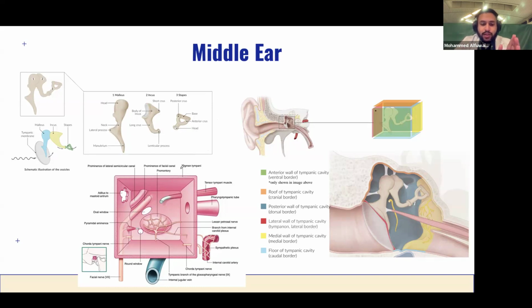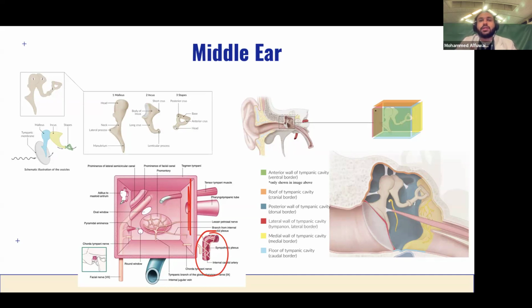Superiorly is the tegmen tympani, which separates it from the middle cranial fossa. Inferiorly, right below it, is the jugular vein. Then we have anterior and posterior. Anteriorly, which is this border, you'll have the carotid. Posteriorly, you have the mastoid.